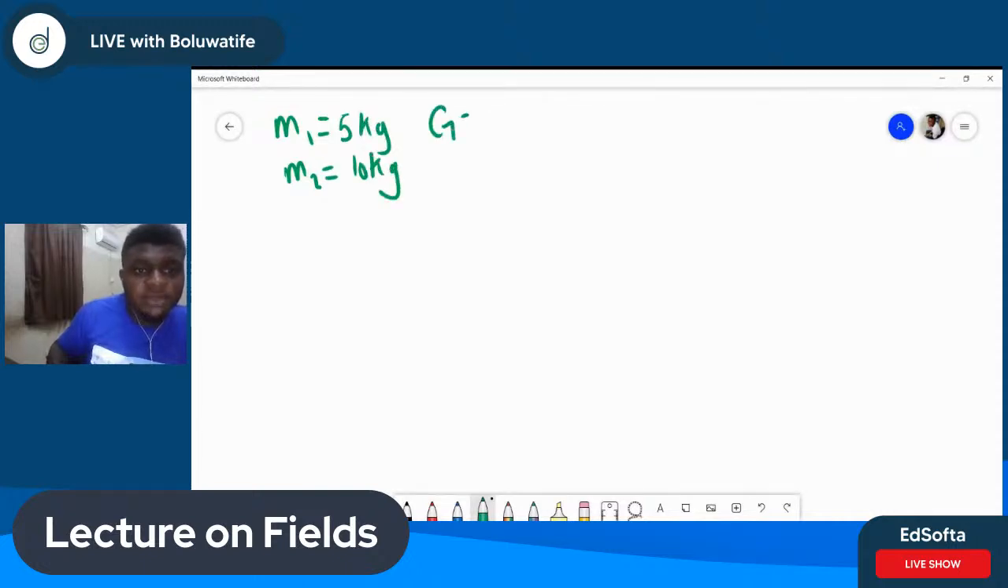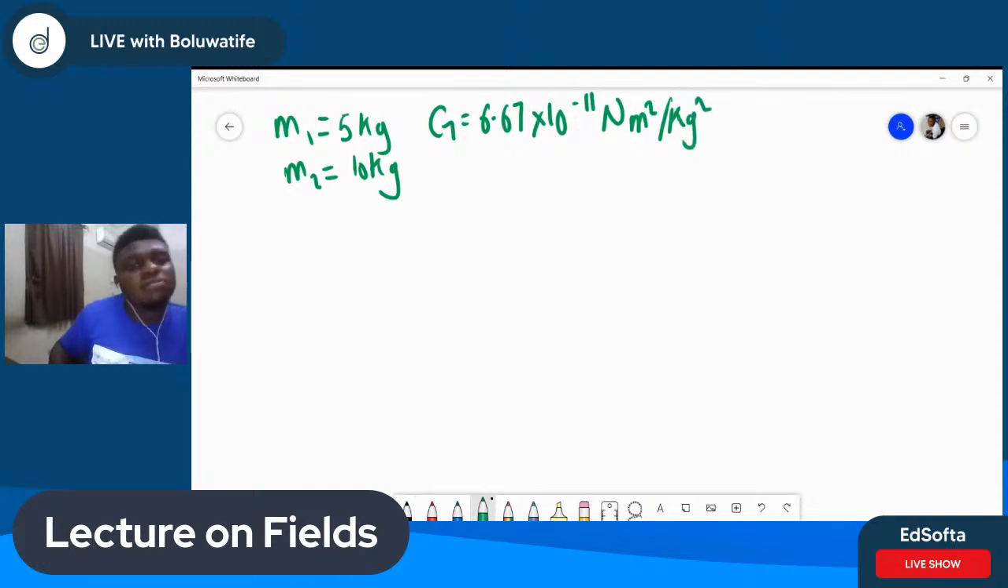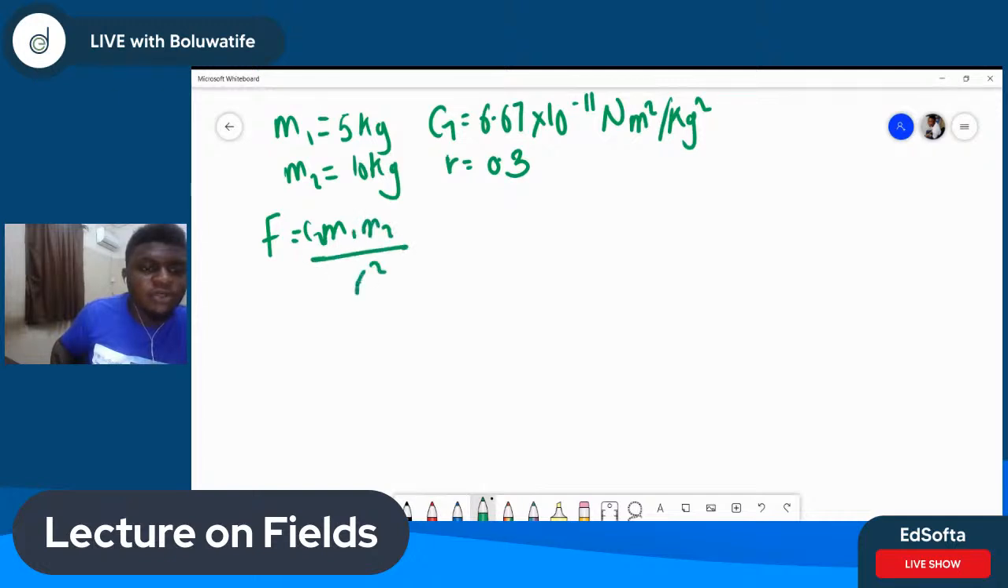Remember, G is 6.67 times 10 raised to power minus 11 Newton meter squared per kilogram squared. The distance, R, is 0.3. So remember, the force of attraction between both of them is G M1 M2 over R squared.